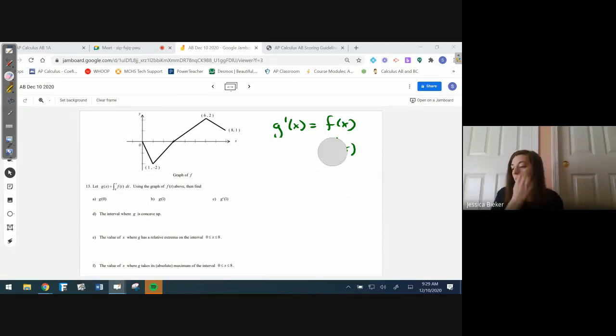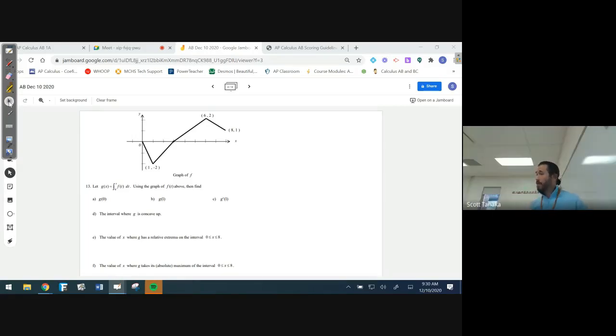Okay, so is there another way that you could say that statement? Like, could you say that G prime of X equals F of X, so the slope of F of X equals G double prime of X? Yes, that works. And then it would be concave up wherever the slopes of F are positive. So that's another way you could say it, okay? Or where F is increasing. And F increases from 1 to 3 and 3 to 6, okay? Yes, you could definitely say that in another way.